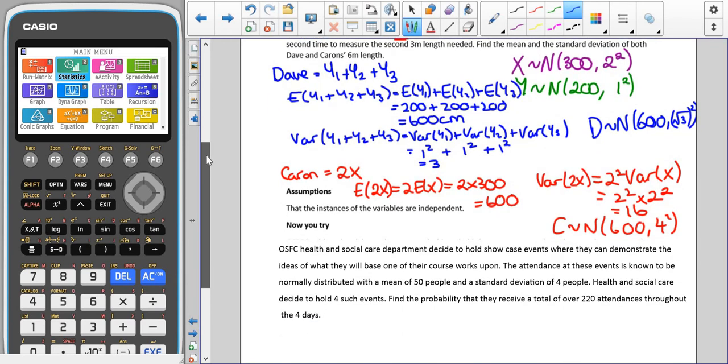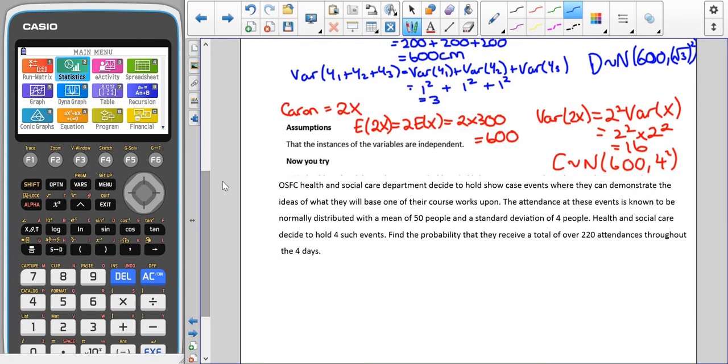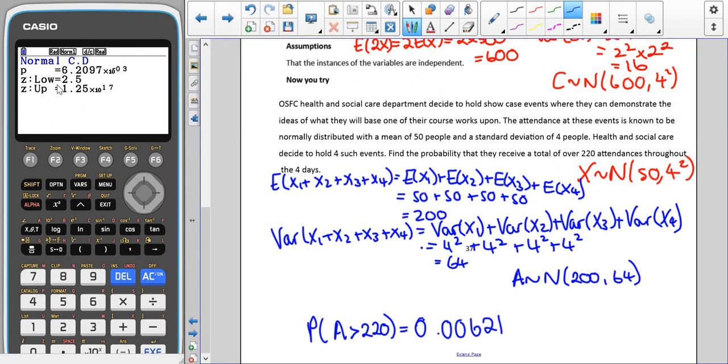So I would now like you to pause the video and give the Now You Try question a go, reading carefully to decide which of these two methods we should use. So hopefully you paused the video and you gave the Now You Try question a go.